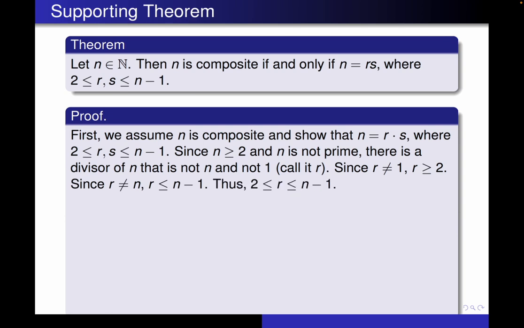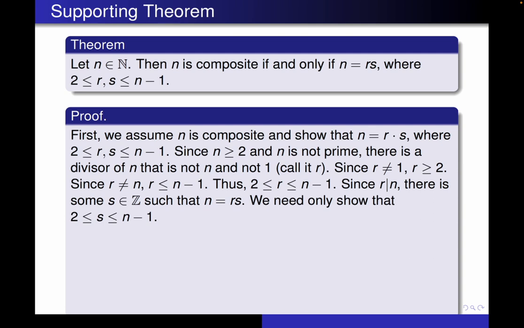So right now we're kind of halfway there, right? The r part of the factorization is between 2 and n minus 1. Now we know r divides evenly into n, and by the definition of divisibility, that means there's some integer s such that n is equal to r times s. So now we're almost there. We just have to prove that s is between 2 and n minus 1, and we've got the first direction of our theorem.